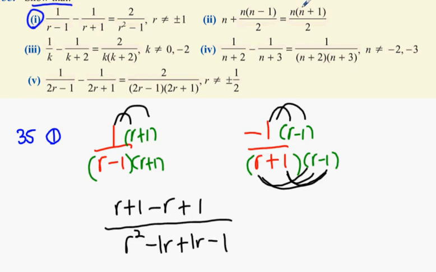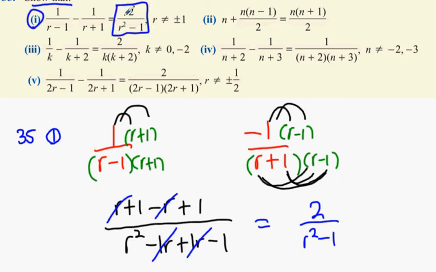Now, look what happens. R minus r on top, 1 plus 1, 2. Minus r plus r cancels, and then what do we have left? Has the left hand side changed into the right hand side? I've changed the red box into the blue box. I've proved it. Proven. Is that okay?